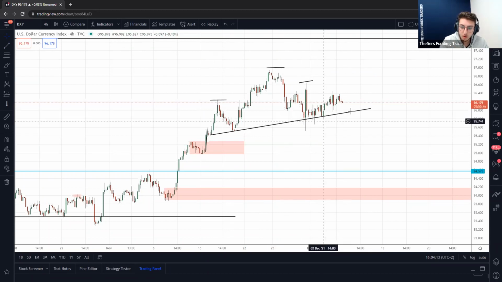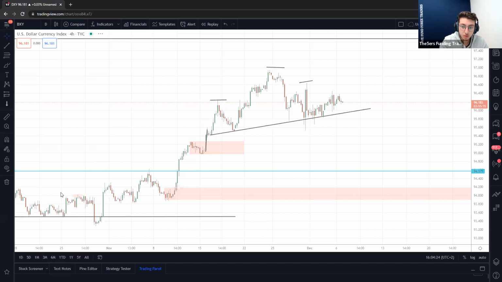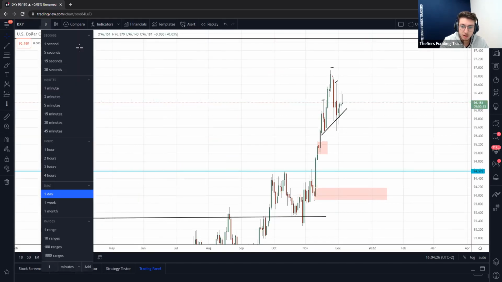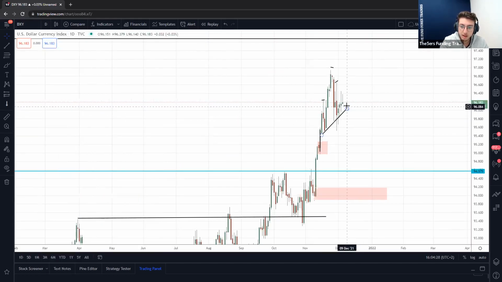If we break out below this uptrend line, I believe the dollar index can go even lower, and it will be the same on the euro dollar. And if I go to the daily, and even the weekly, I believe that if we break this zone here, the price can reach this level again. So it's 94, for example.